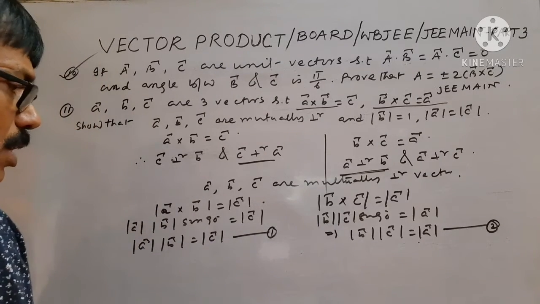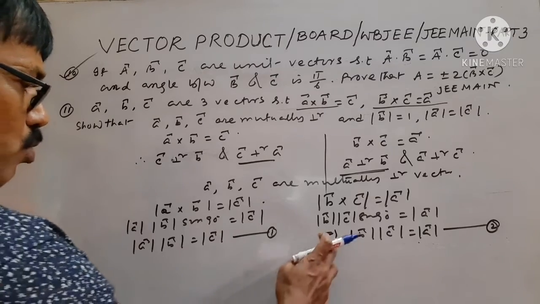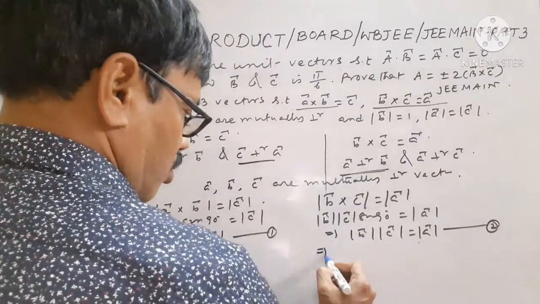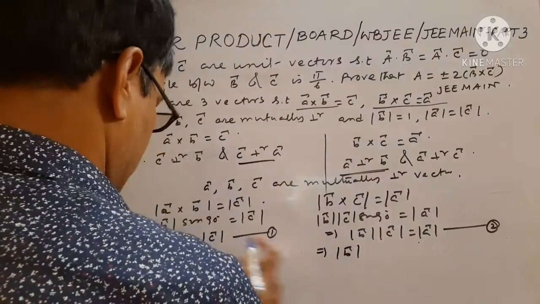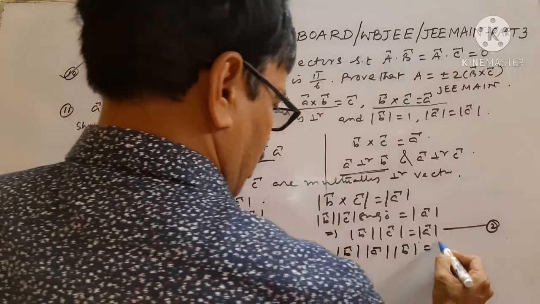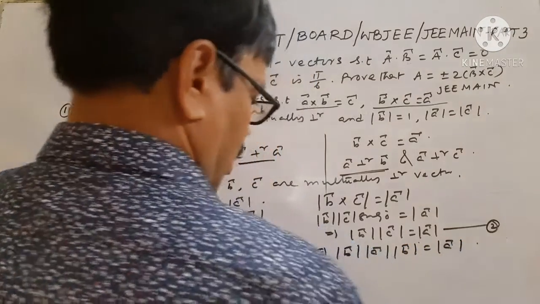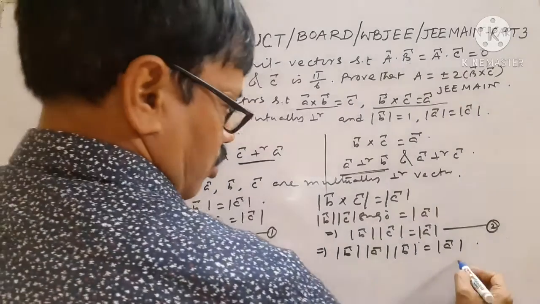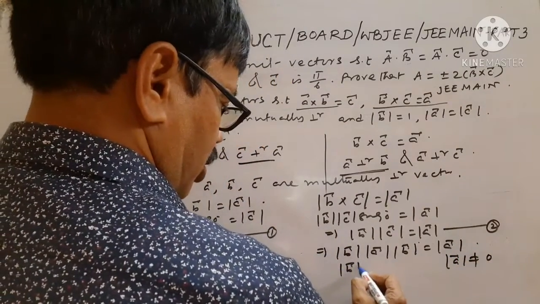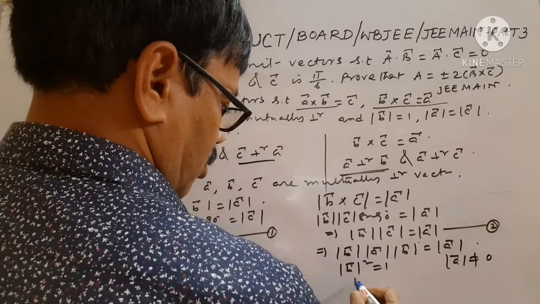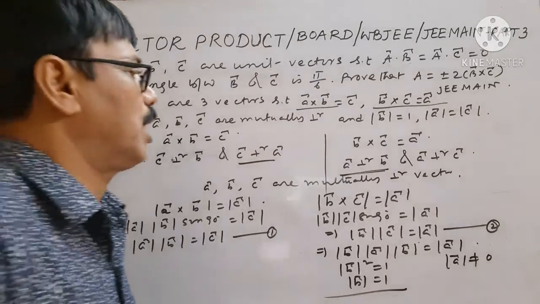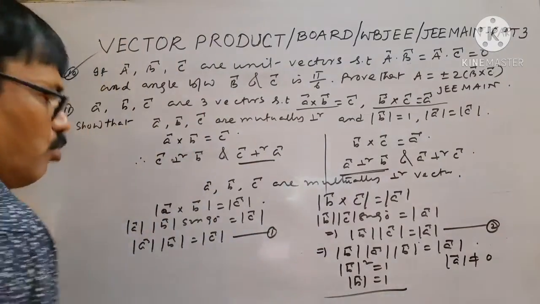Now put the value of C. What is C? So magnitude of B unchanged. Magnitude of C is magnitude of A times magnitude of B, which equals magnitude of A. So magnitude of A is not equal to 0. So magnitude of B squared equals 1. So that is, magnitude of B equals 1.